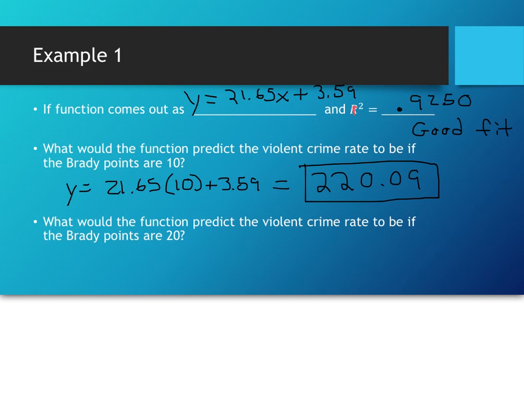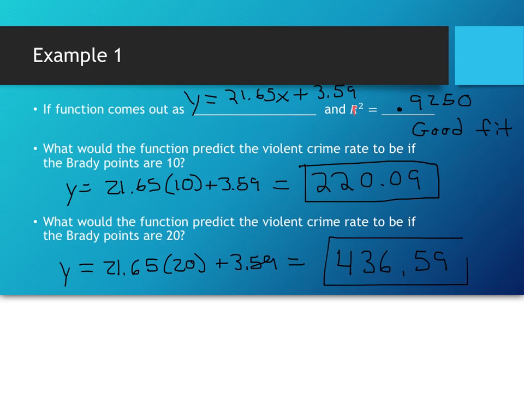Okay? And then it says, what would the violent crime rate be if the Brady scorecard points were 20? So you increase the strictness of the gun laws, and this line would say, let me calculate it, plug that in. I got 436.59 for my answer in that case, right?